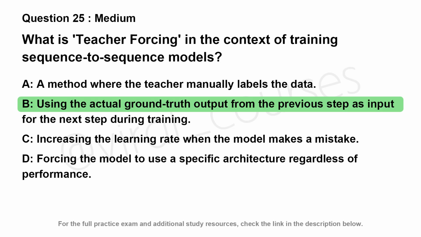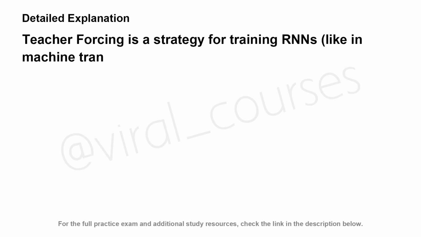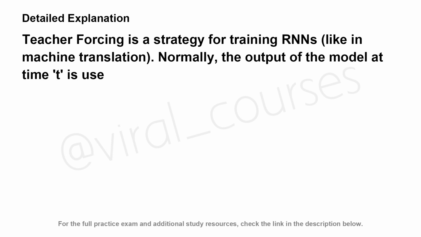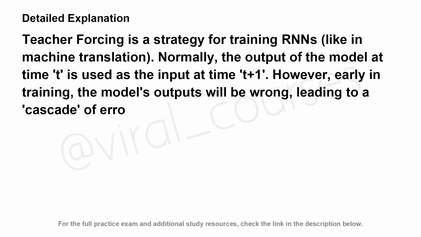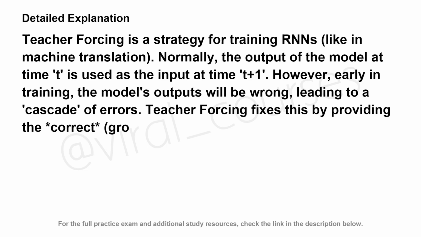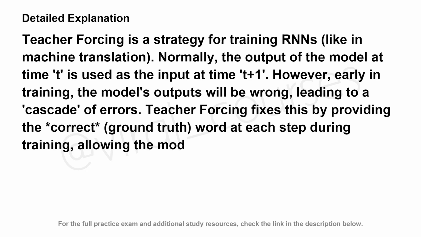The correct answer is B. Teacher forcing is a strategy for training RNNs. Like in machine translation, normally, the output of the model at time t is used as the input at time t plus 1. However, early in training, the model's outputs will be wrong, leading to a cascade of errors. Teacher forcing fixes this by providing the correct ground truth word at each step during training, allowing the model to learn much faster.